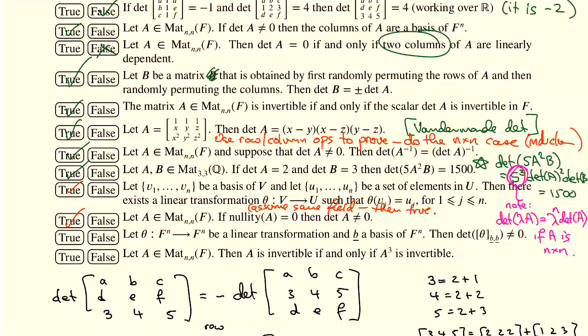Let theta be a linear transformation and be a basis. Then this, well, that's just stupid, of course. Theta has to be invertible for that to happen. And let A be this. Then A is invertible if and only if A cubed is invertible. So true or false?